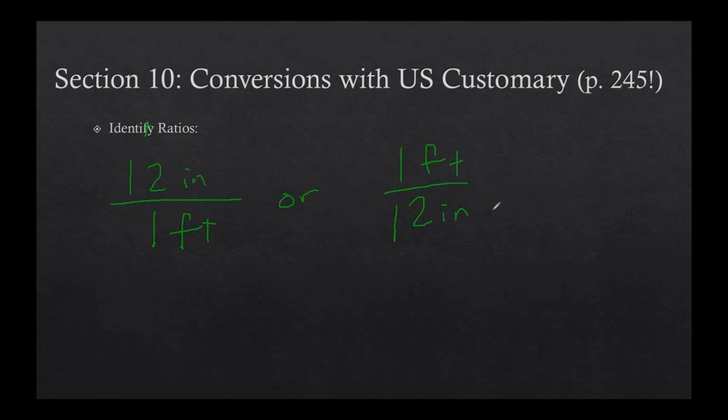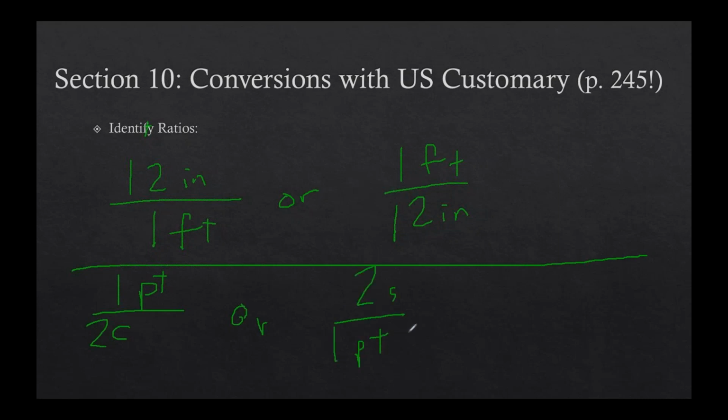And if you look at page 245 at the top, all of those equalities are identity ratios. So looking in the volume section, we know that 1 pint is the same as 2 cups, right? And that can also be written as 2 cups over 1 pint. Every identity ratio can be written 2 ways, and that matters as we move into the next slide.